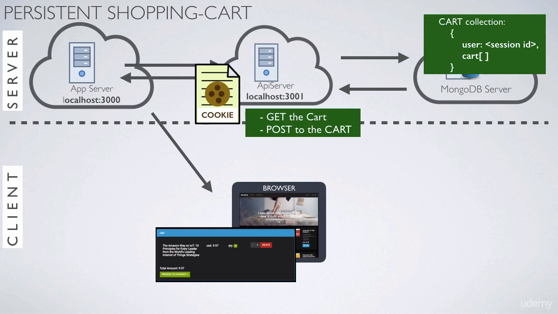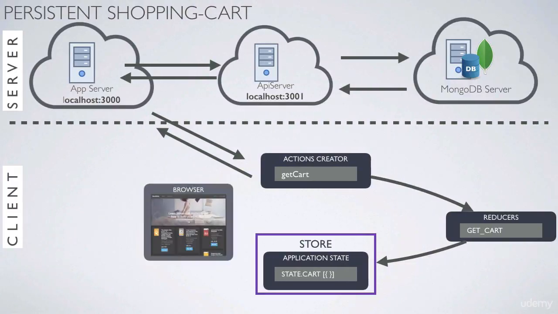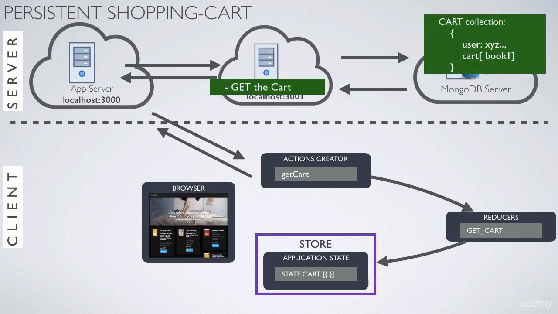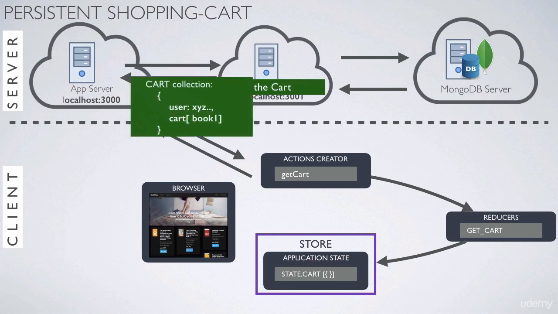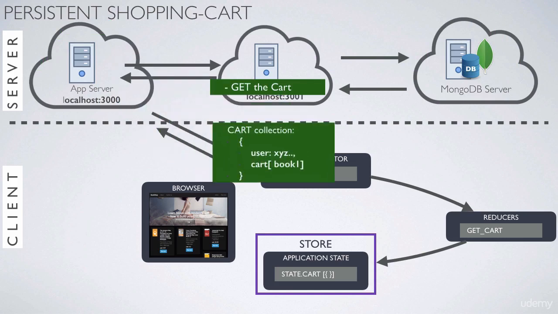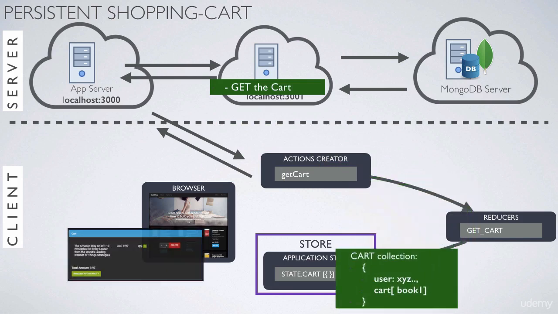Finally, let's take a look at what we will try to achieve in the next lecture. When the user connects to our website, the client will make a GET request of the cart data. The API will then respond with the cart data related to the specific session ID, if any. We will send the response to the reducer, which will then update the state and eventually render the cart, if not empty.